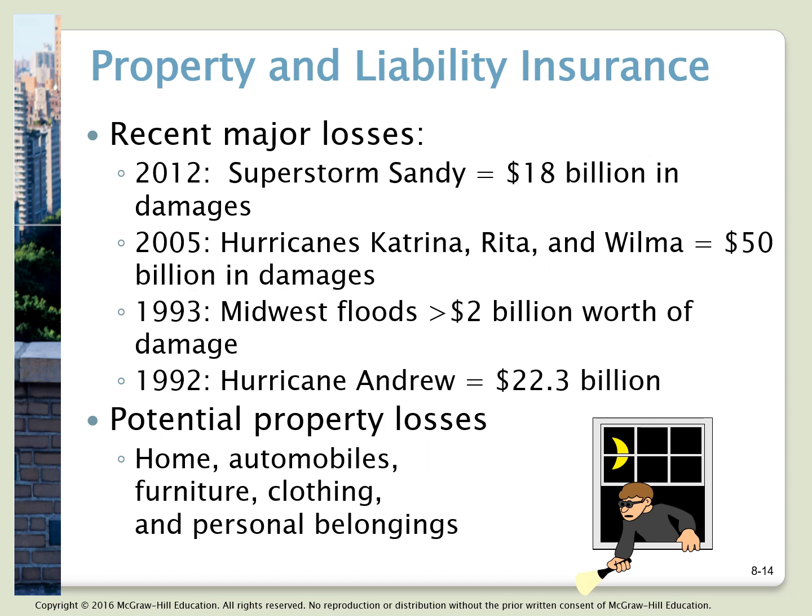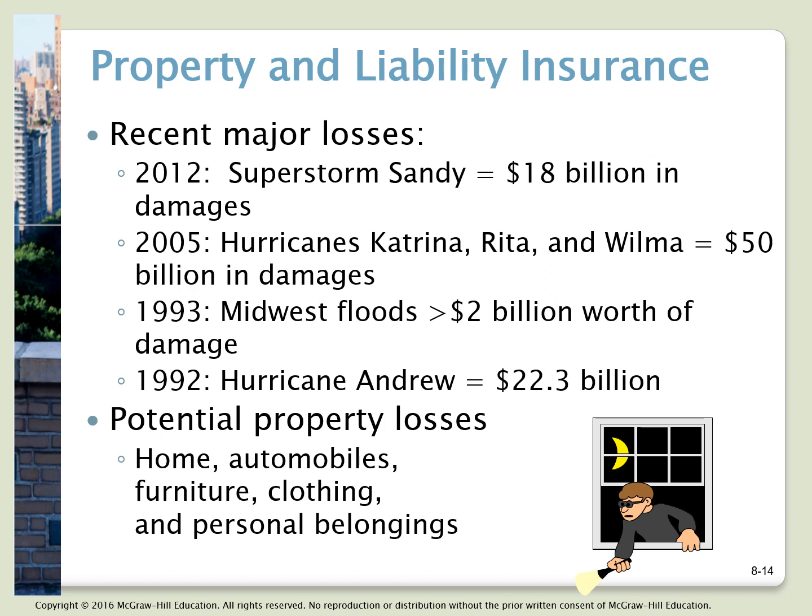Recent major losses, again, this goes back a few years, there have been some subsequent to that, but Superstorm Sandy in 2012 resulted in $18 billion in damages. Katrina, Rita, and Wilma, going back to 2005, $50 billion. And property values go up. The damage associated with such things tends to increase proportionally, if you will. The value of the property goes up, property is destroyed, and the losses associated with that go up.